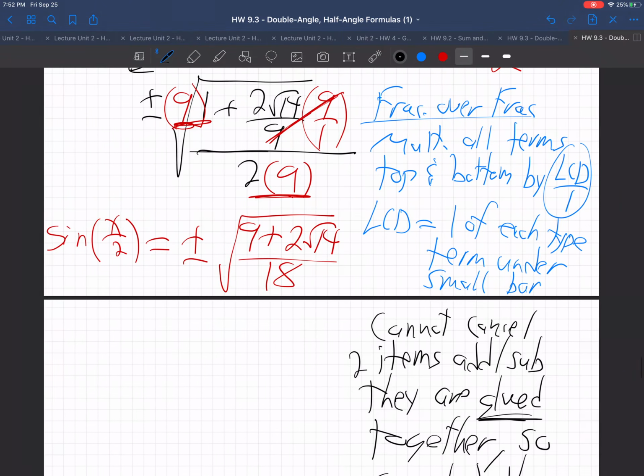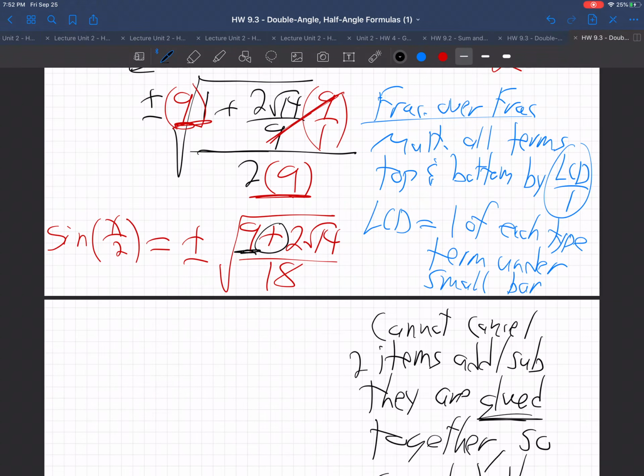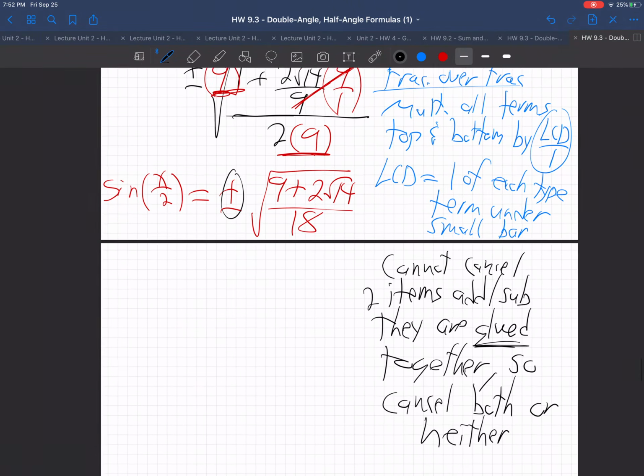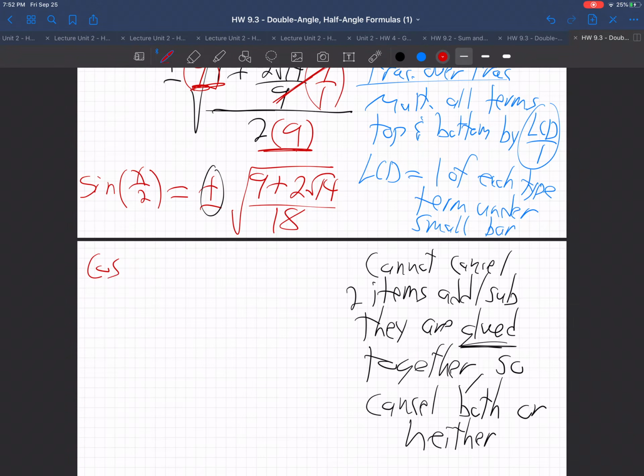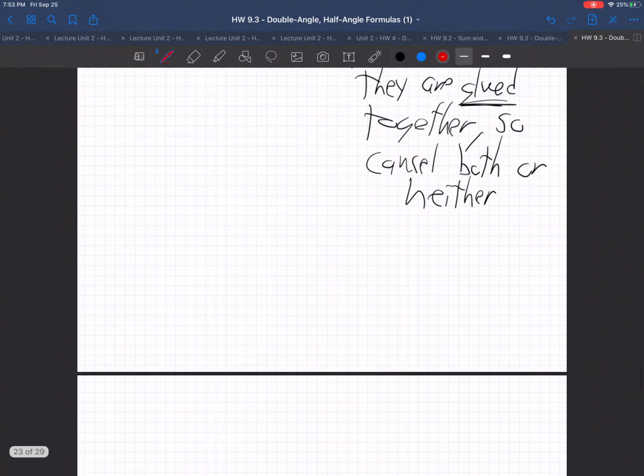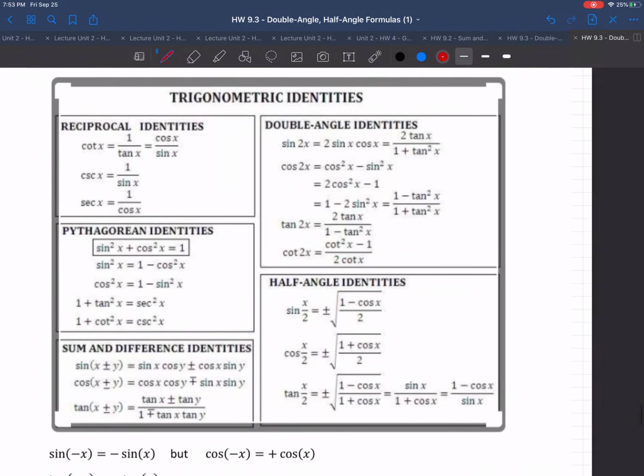That's the way pluses and minuses are. See this 9 and this 2 root 14, they are stuck together, a glue bond. Meaning, well, I want the 9. Nope. You've got to take the 2 also, and you can't do them both, right? So you can't do either one. So you cannot do it. You can't cancel just the 9 and the 18. So we're done with that one there, other than the plus or minus in the front. We've got to come back to that. Let's go on then with the cosine of x over 2. Go down, look at the half angle formula.